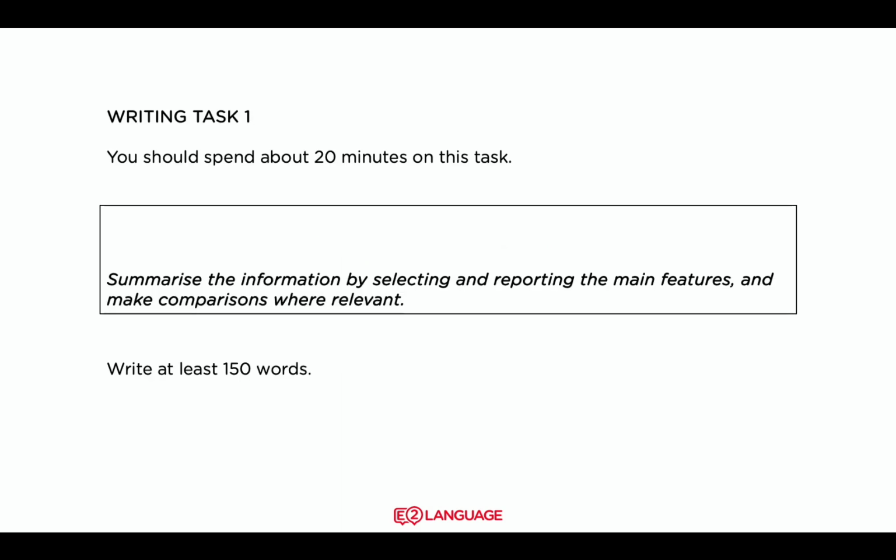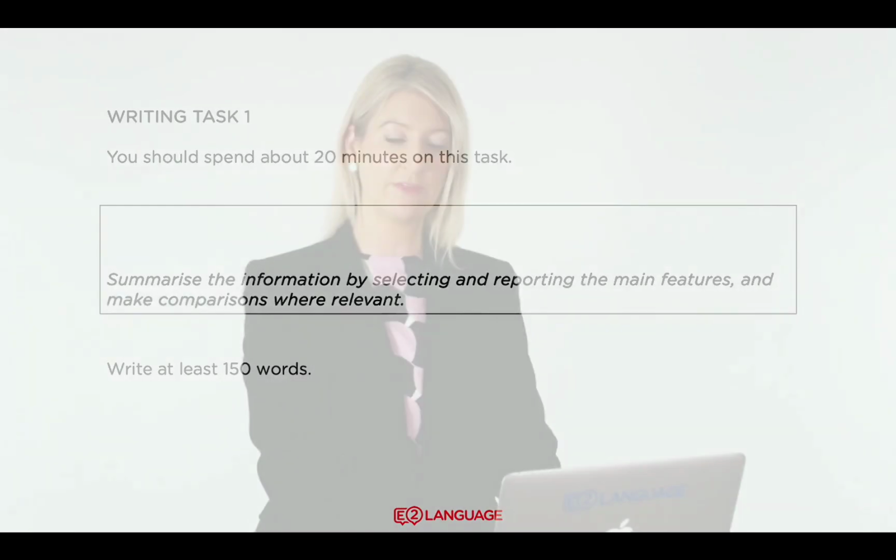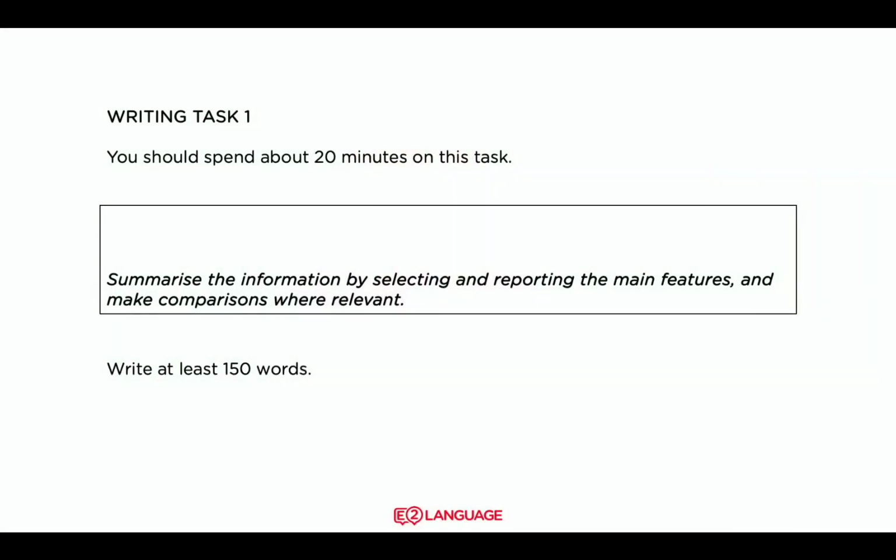Now, here are the instructions that you always get with a writing task 1. They say you should spend about 20 minutes on this task. Inside the box, summarize the information by selecting and reporting the main features and make comparisons where relevant. Every task 1 contains that same piece of information. Write at least 150 words, so minimum 150 words.